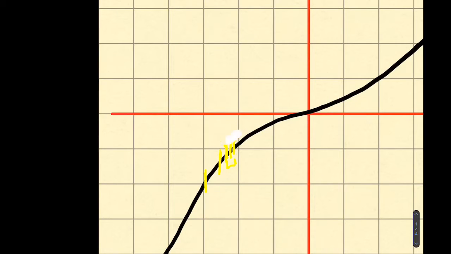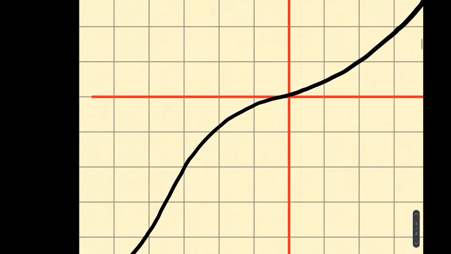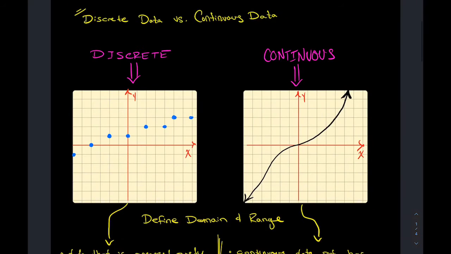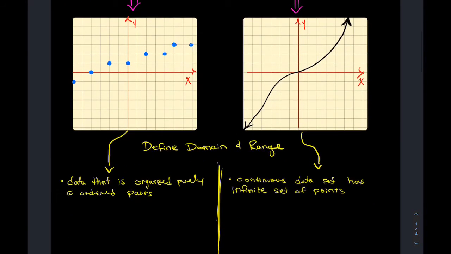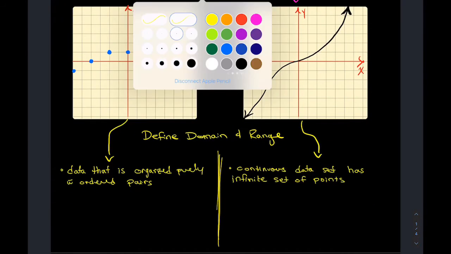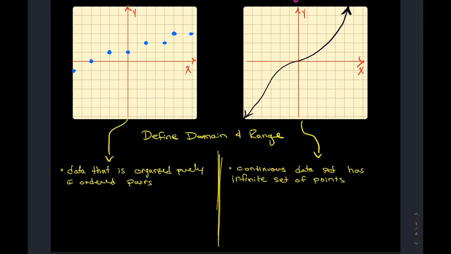And you can see how this gets super messy really quick. There's just a lot of points. And that's why we say it's continuous. It has a continuing range of values that we can put on a grid. And so we've seen ways on how to define our domain and range for discrete points of data.